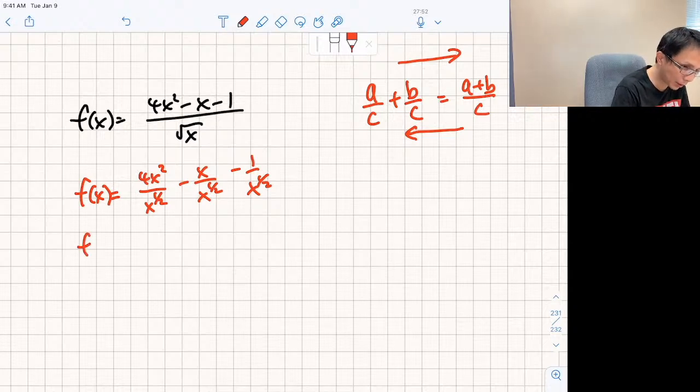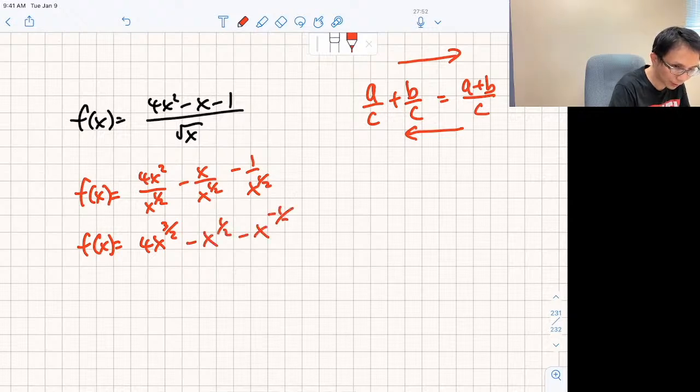And then I'm going to say f of x. I haven't taken a derivative yet. I'm going to simplify each one. So 2 minus 1/2 is 4x to the 3 over 2. Does that make sense? Minus x to the 1/2, minus x to the negative 1/2, because I cannot take a derivative while x is in the denominator.